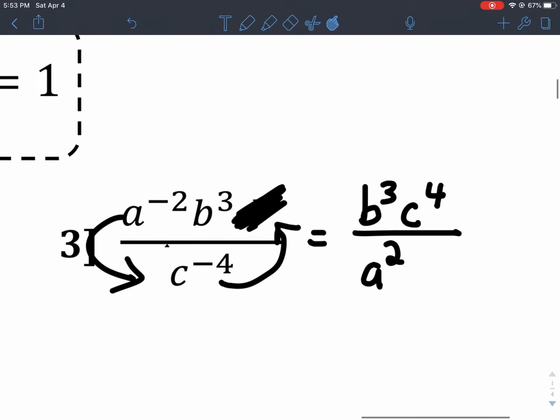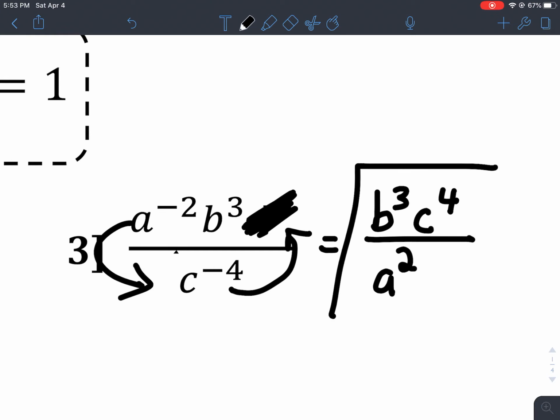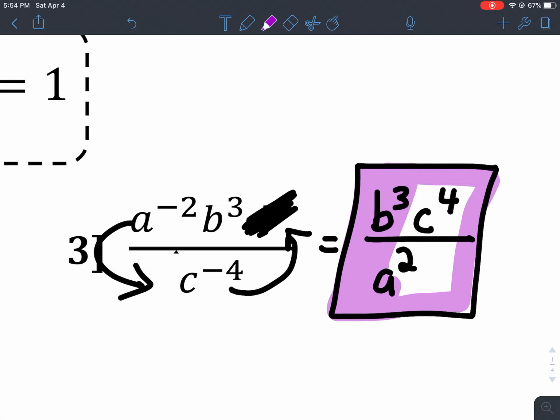And you'll notice none of the variables are the same base here, so therefore we can just leave that, and that is completely simplified. If you did have coefficients, you would have to do exactly what you did yesterday, and you'd have to actually divide them.